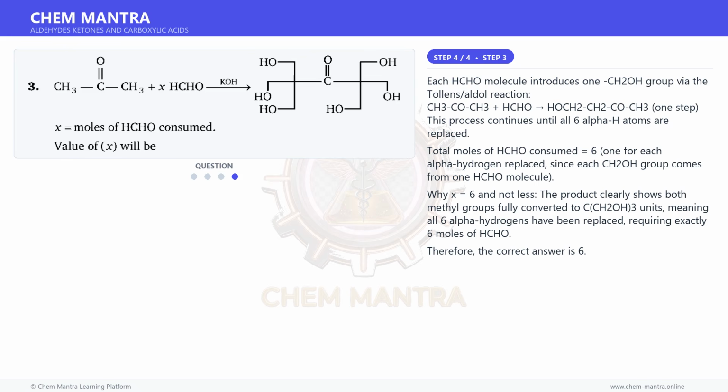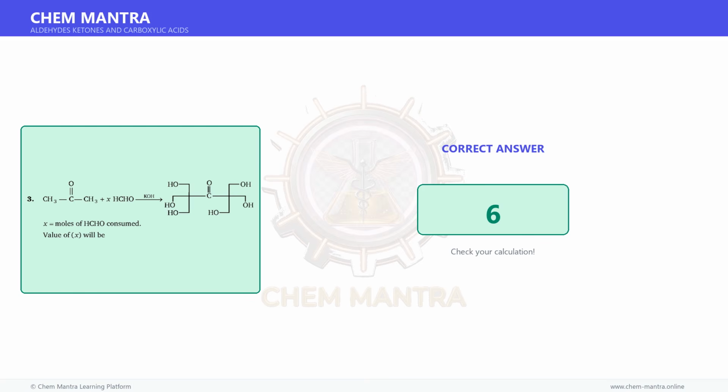The product clearly shows both methyl groups fully converted to C(CH2OH)3 units, meaning all 6 alpha hydrogens have been replaced, requiring exactly 6 moles of HCHO. Therefore, the correct answer is 6.